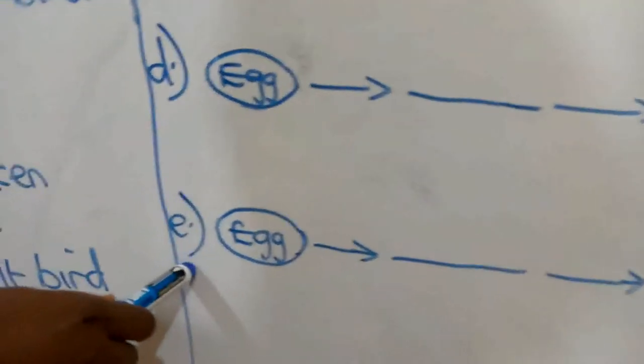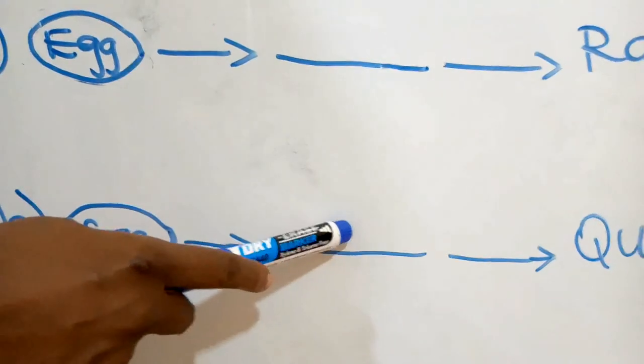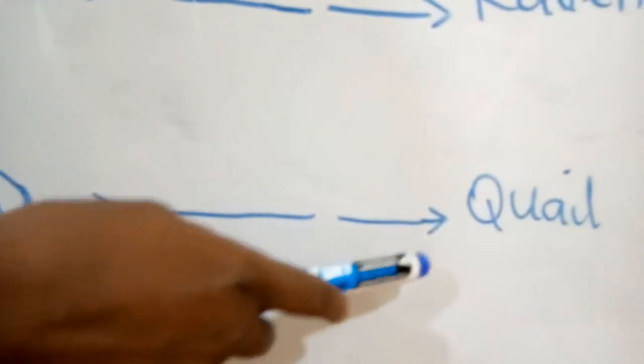Then E. Egg. We have the egg. The egg will hatch into what? Write it here. A young what? Write the name here. Then we have the quail.